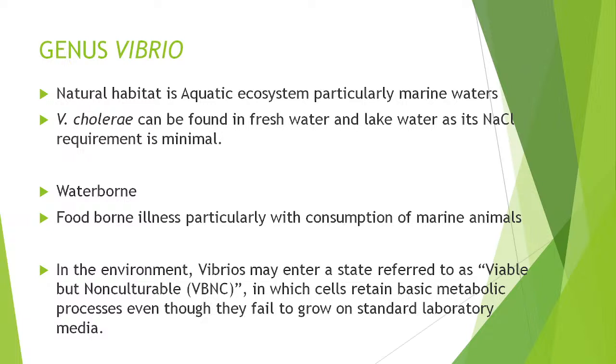So this is just what the structure of a Vibrio species looks like. What is their natural habitat? Where do they reside? They are found usually in the aquatic water system and particularly marine waters. Okay. So Vibrio usually, bacteria with high salt concentration, in marine ecosystem you find them. Cholerae can be found in fresh water and lake water as its NaCl requirement is minimal. That is why it is a much more widespread pathogen. The other Vibrio species are not that common.